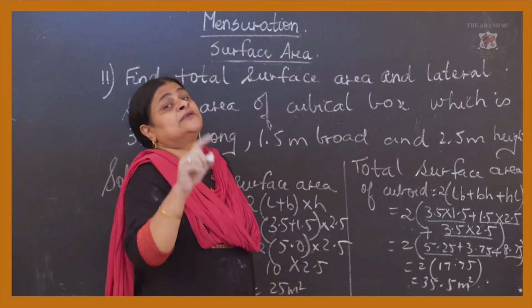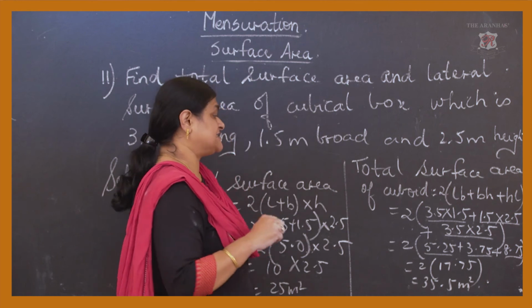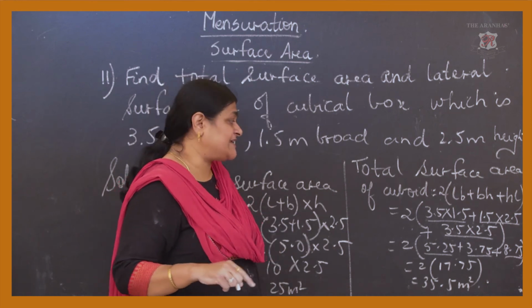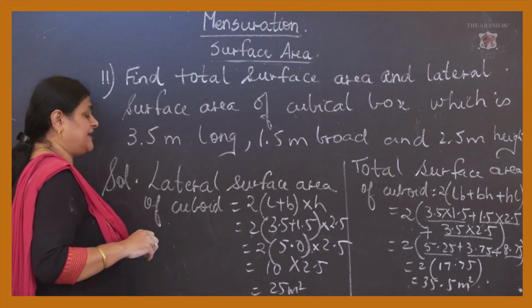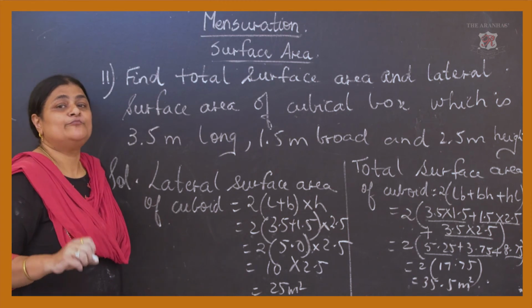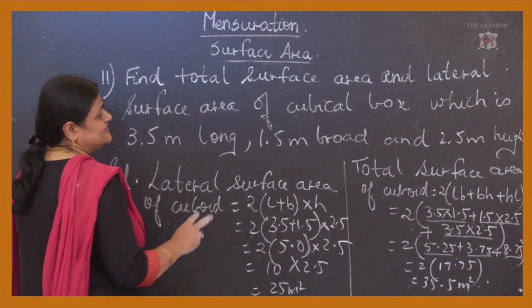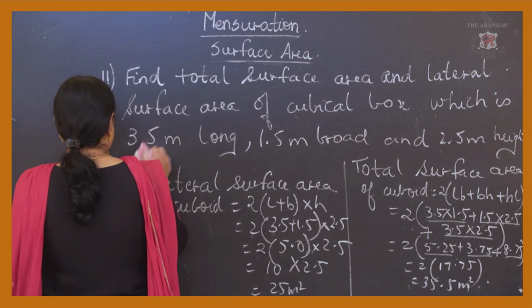So here your TSA of cuboid, that is total surface area of cuboid, is nothing else than 35.5 meter square, and your LSA, that is lateral surface area of cuboid, after evaluating it with the formula, is 25 meter square. So these are the answers for this particular sum.